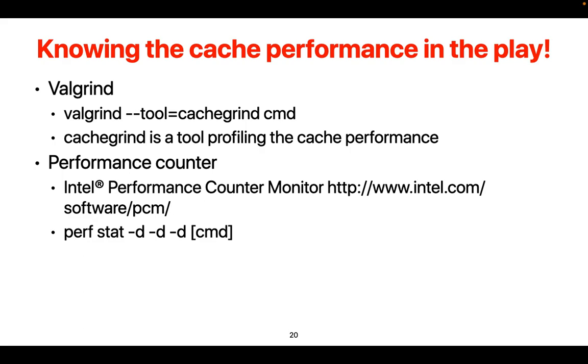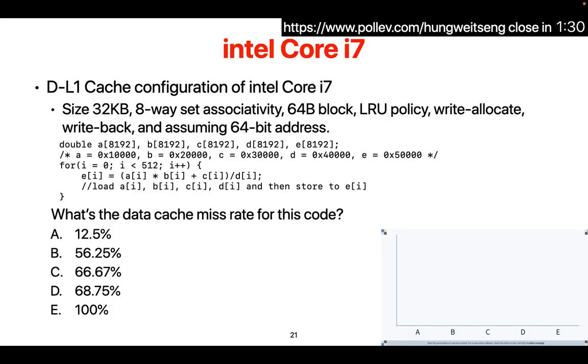Okay, so here we have the demo that tells you how to use Valgrind. Now, I have another processor from Intel. What would the cache miss rate look like for this piece of code if I run this on an Intel processor?